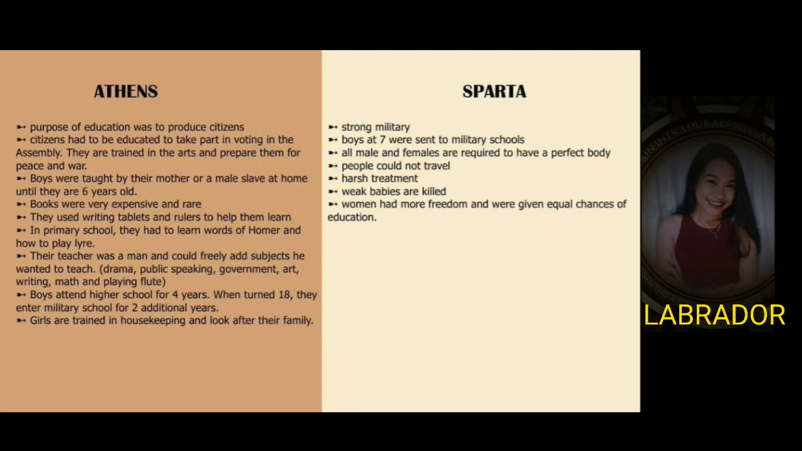The primary purpose of Athenian education was to produce thinkers, people well trained in arts and sciences, and people prepared for peace or war. Young Athenian boys were tutored at home until the age of 6 or 7, and then they were sent to neighborhood schools for primary education until they were 14 years of age.